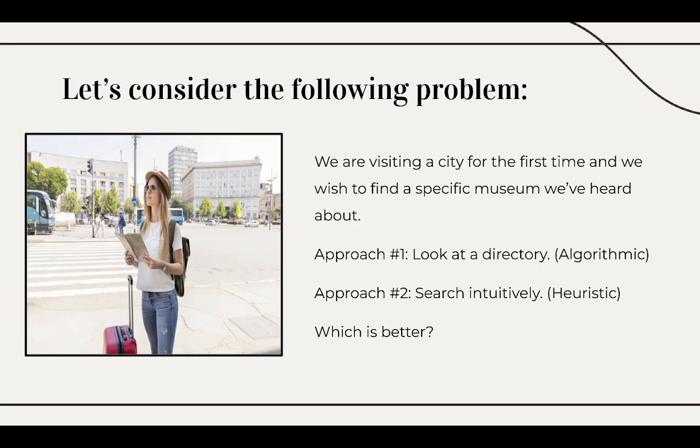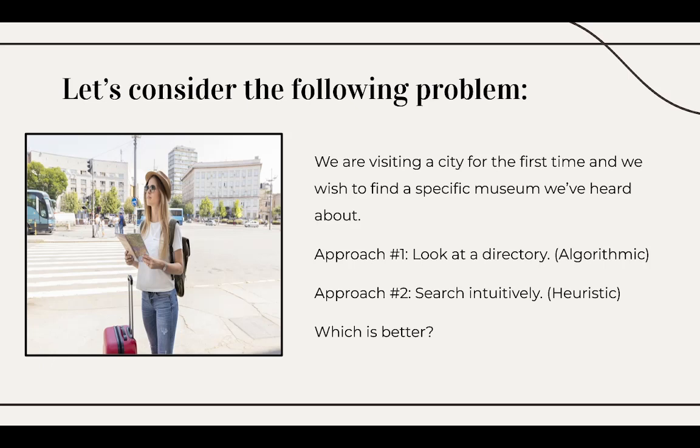We could first look at our list of museums, then find the museum that we want to visit, see the address, pin the address on a map, and then see our current location, and we just follow the path that the map is showing us to get from our current location to the museum that we want to visit. So that's one way to solve the problem.